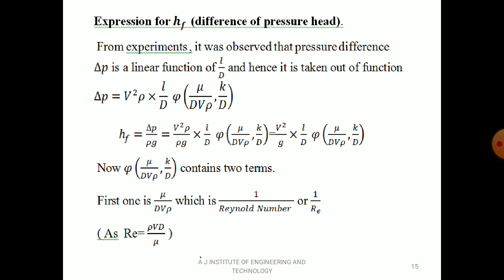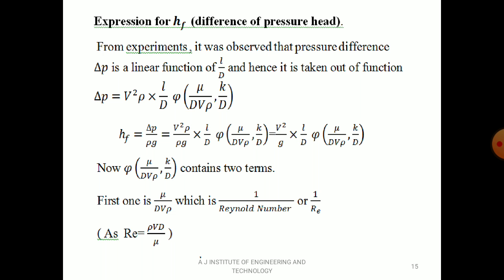So if they ask in the problem to get an expression for HF, the friction head or difference of pressure head, then you have to continue the steps from here. You have to get the expression for delta p, then you can get the expression for HF if they ask for it. Otherwise this is not necessary.